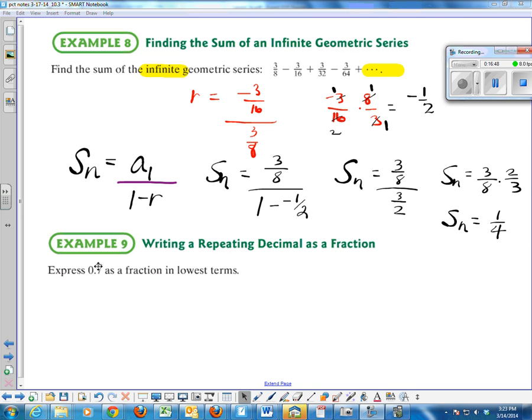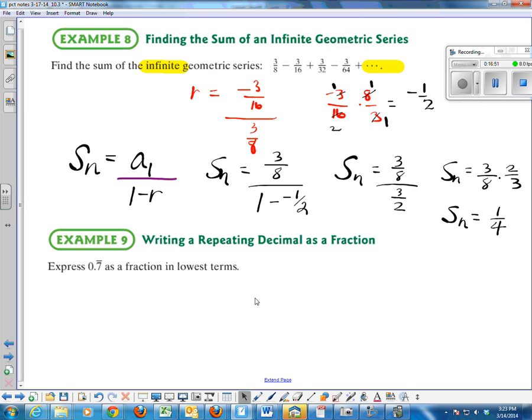Okay, next problem. Example 9. Write a repeating decimal as a fraction. So let's start off by writing this as a sequence. So 0.7 would be 7/10, so that's the 7 in the 10th position, plus, to get the 7 in the 100th position, you have 7 over 100, plus 7 over 1,000, and then this continues on, dot, dot, dot. Keep in mind that that 0.7 repeating is this, 0.7 infinitely.